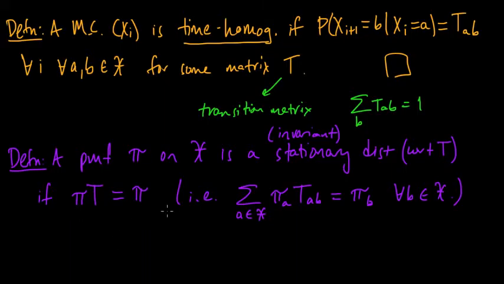You may recognize that this looks familiar. If you know your linear algebra, this might remind you of an eigenvector equation. In fact, this pi is called a left eigenvector, and it has eigenvalue 1. So it's a left eigenvector with eigenvalue 1. Okay, so we've got a stationary distribution and a time homogeneous Markov chain.